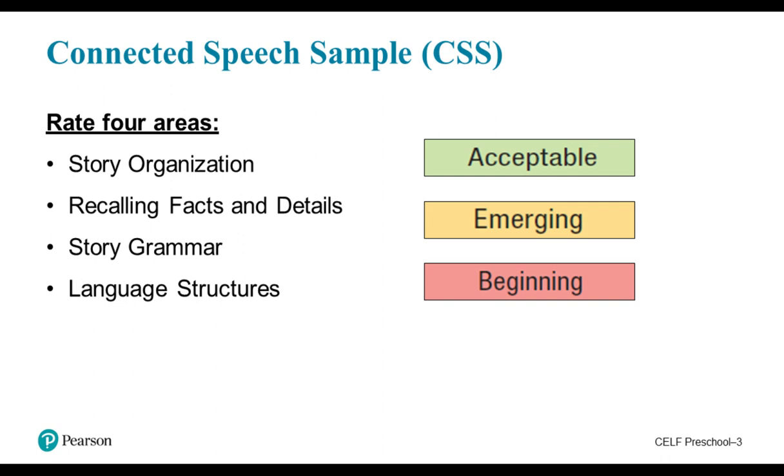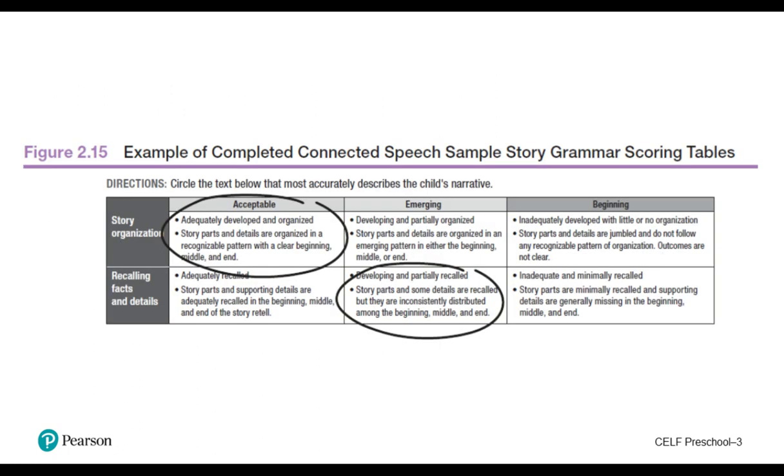So again, this is a story retell task, and you can rate the child's performance in 4 areas: story organization, their ability to recall facts and details, story grammar, and their use of language structures. Here is the table in the record form for rating story organization and the ability to recall facts and details. They're broken down by these 3 categories: acceptable, emerging, and beginning. And you can see that there are descriptions, and what you would do is circle the description that most closely aligns with the child's performance on their narrative retell.